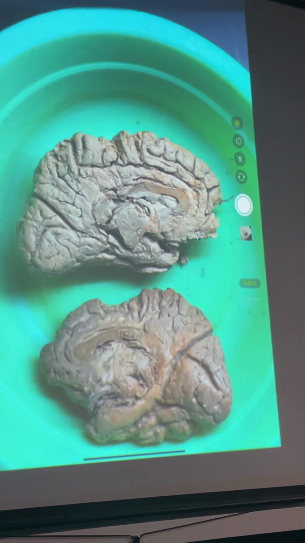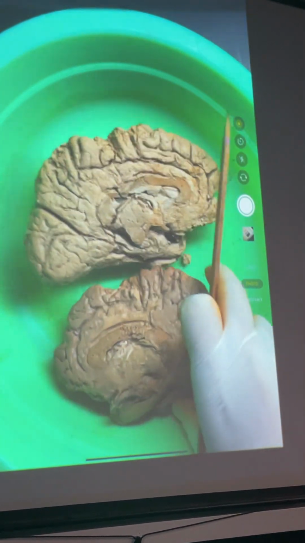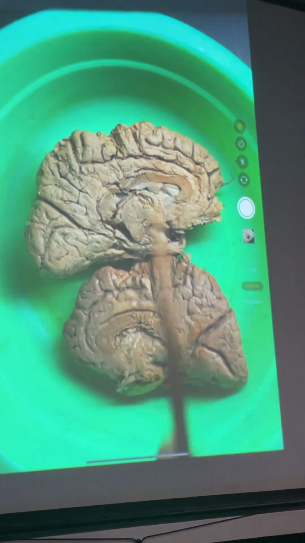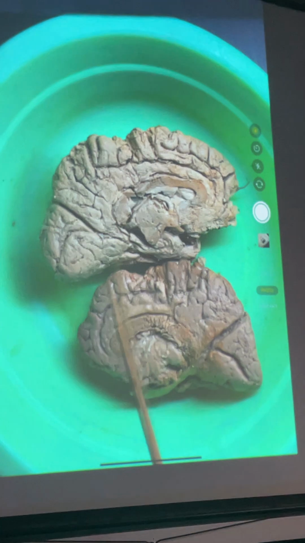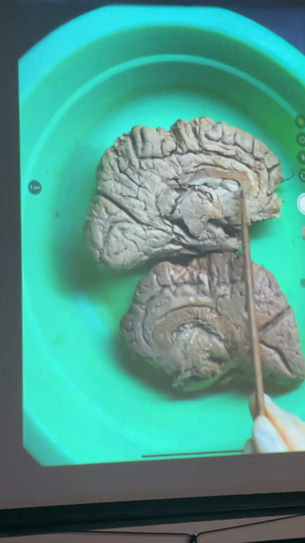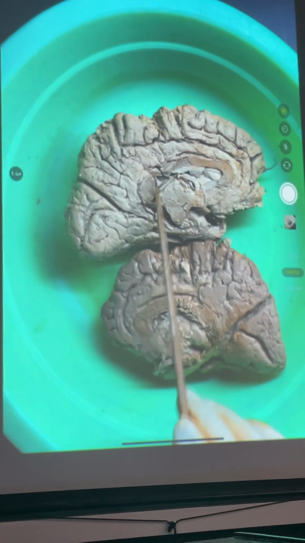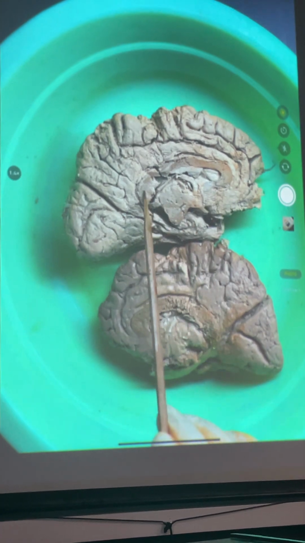Do you see it? Yes. Hopefully. Now, let's go to the middle side of things. This one here, the one in the middle or midline, is known as the corpus callosum.